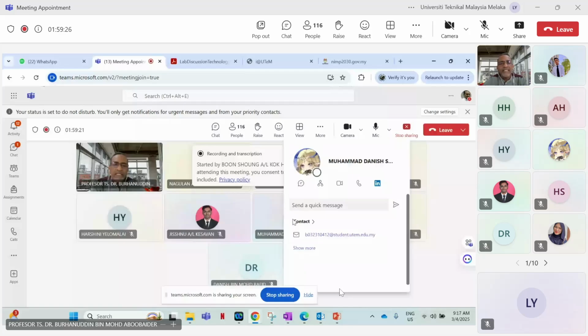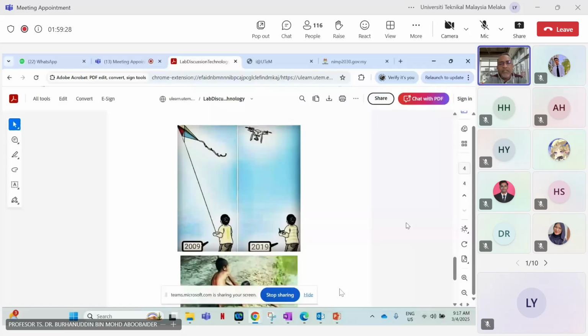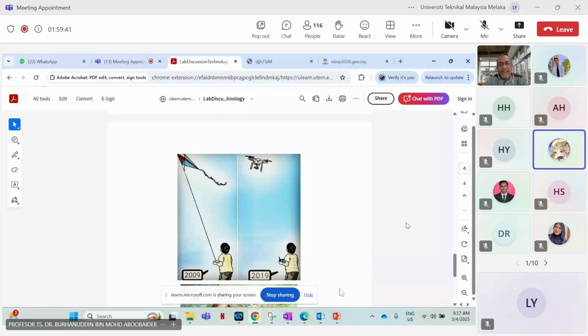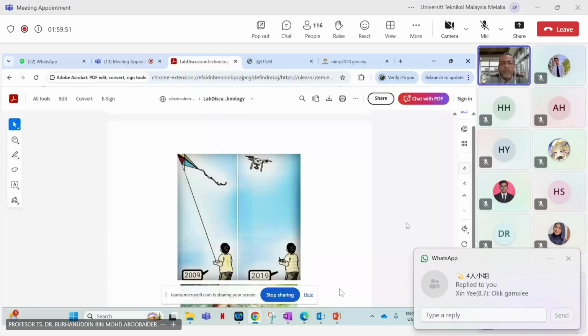Danish, doctor, what do you understand about this photo? In 2009, people used to play kites. Now the technology is advanced, so some kids are playing with drones. So it is not to say that the drone is a disadvantage or bad. This is something good also.